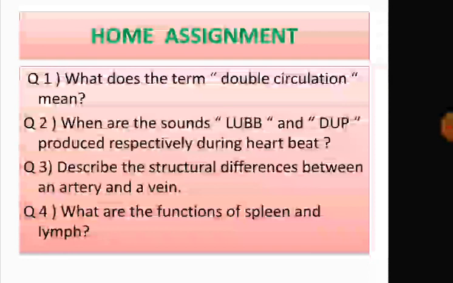So students, here we have finished this chapter and I hope that all of you understood. So let's do some home assignments. Question 1. What does the term double circulation mean? Question 2. When are the sounds lub and dub produced respectively during the heartbeat? Question 3. Describe the structural differences between an artery and a vein. And question 4. What are the functions of spleen and lymph?